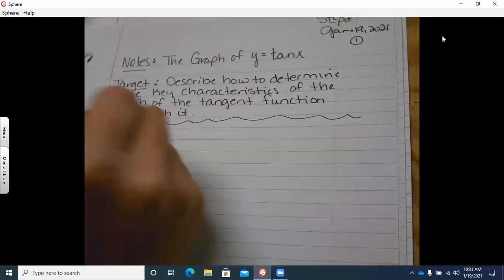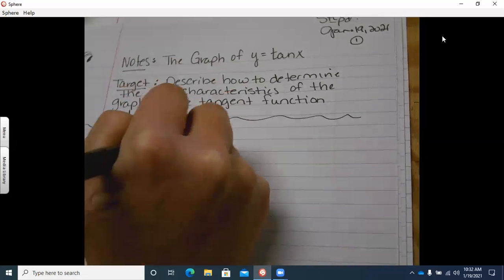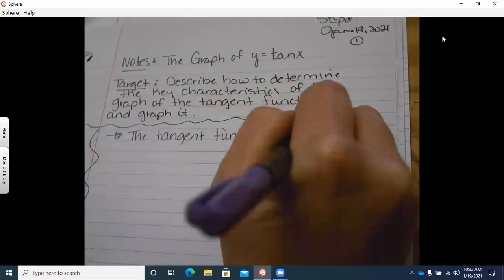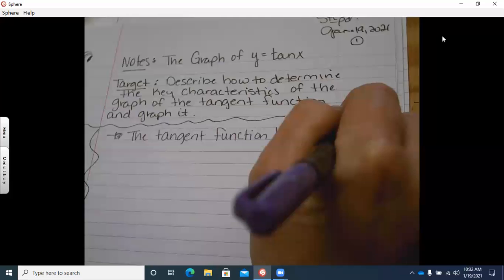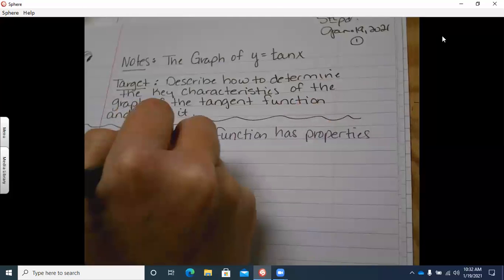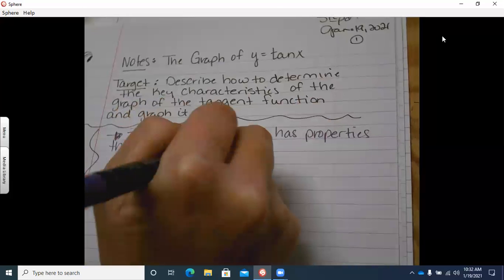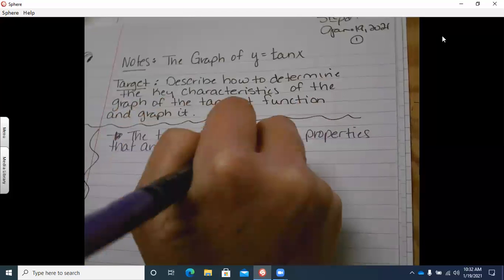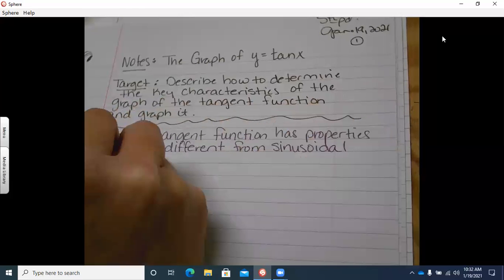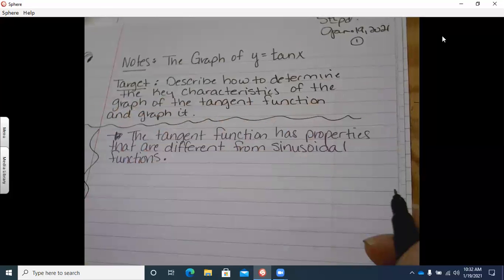All right, so the tangent function has properties that are different from sinusoidal functions. And remember, sinusoidal functions are sine and cosine. Its graphs differ significantly from those of sine and cosine.